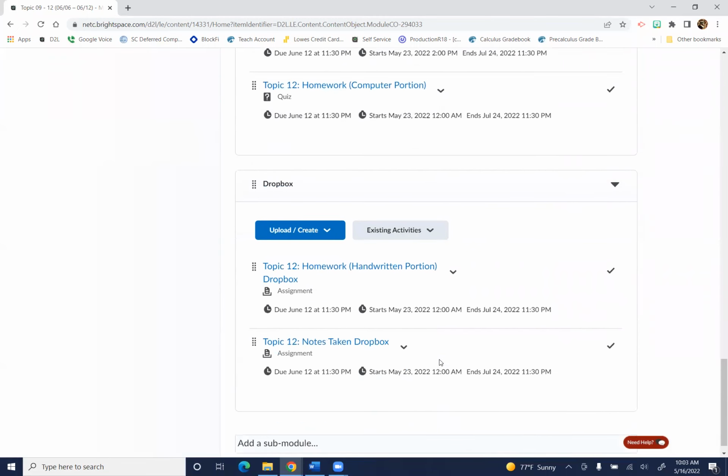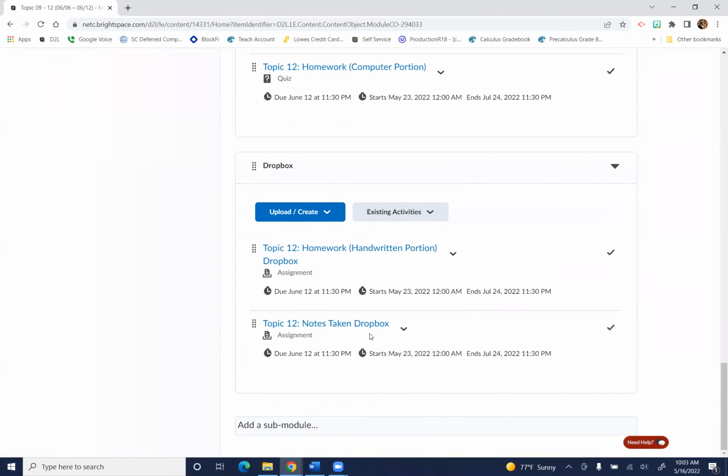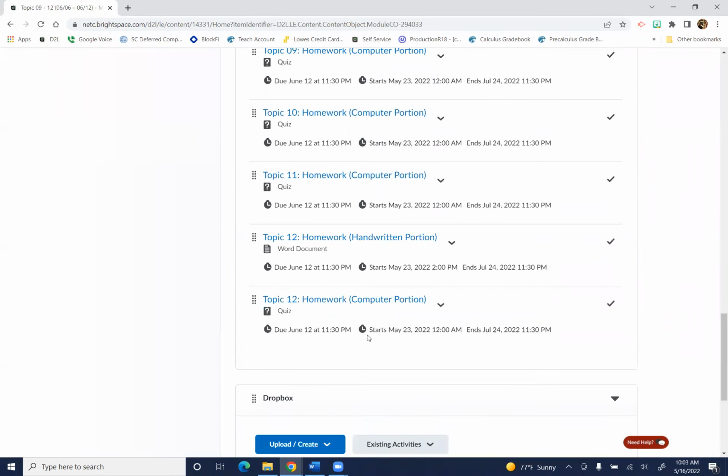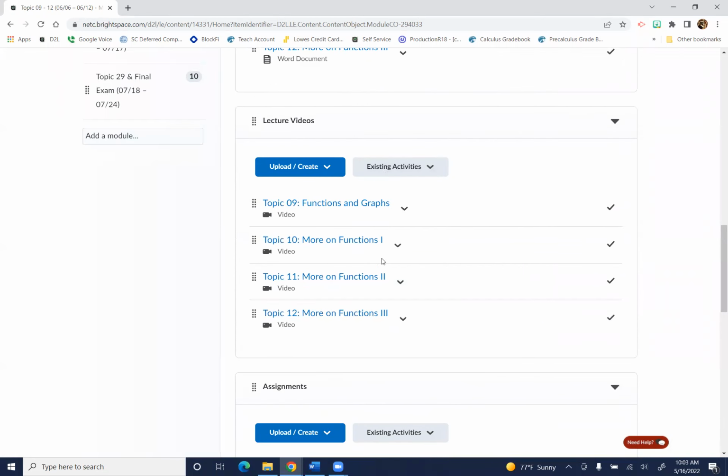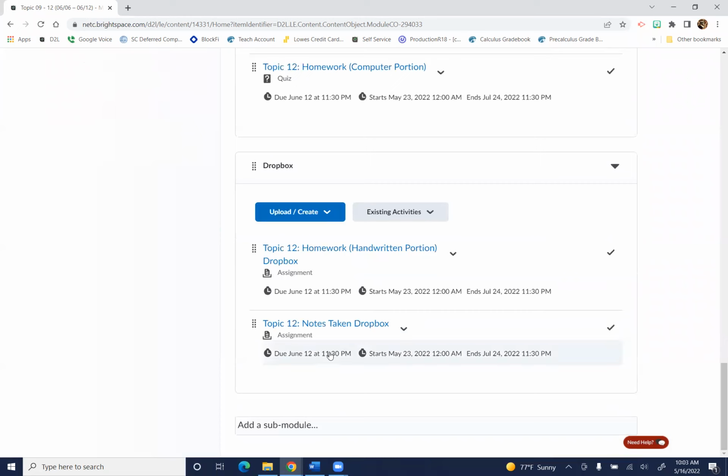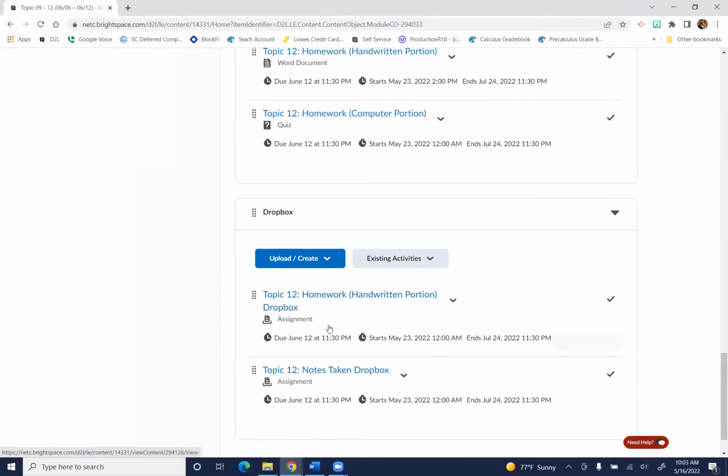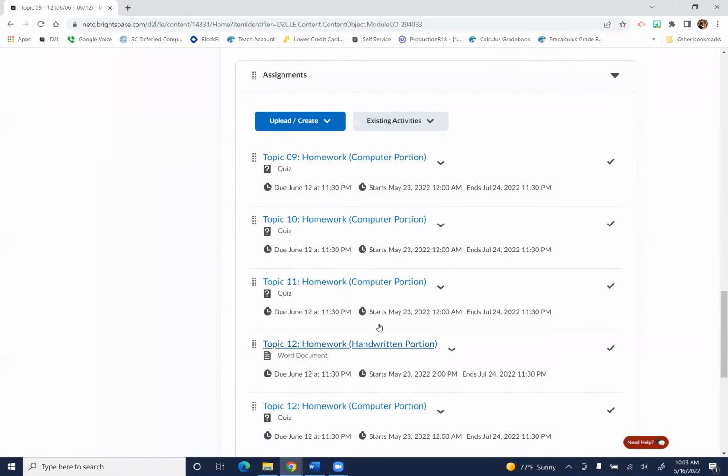So below the assignments are the Dropboxes, okay? Since you'll be taking notes on the videos, every week you will turn in one set of notes, the one I indicated. This particular week, I only need you to turn in the topic 12 notes that you took. And here is the Dropbox for it. You also see the Dropbox for the topic 12 handwritten portion.